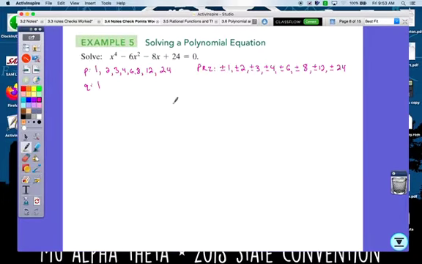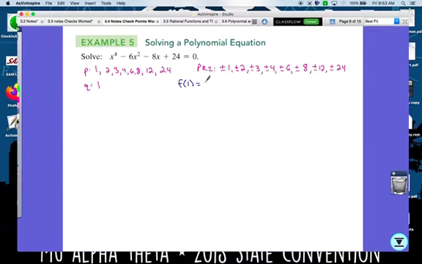And we just go through and work until we find one that works. So, let's try 1. 1 gives me 1 to the 4th, which is 1, minus 6 times 1 squared, which is 1 times the 6, minus 8, plus the 24. Okay, that does not give me 0. We got a negative 14 for the negatives and 25.